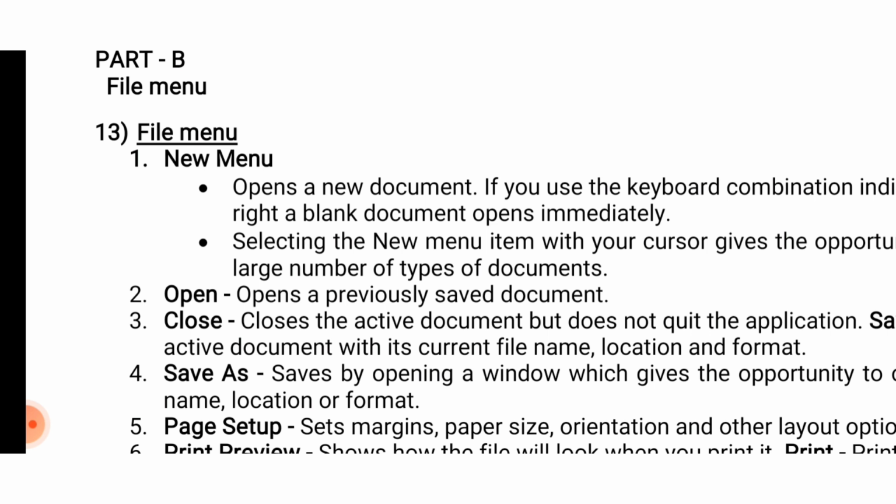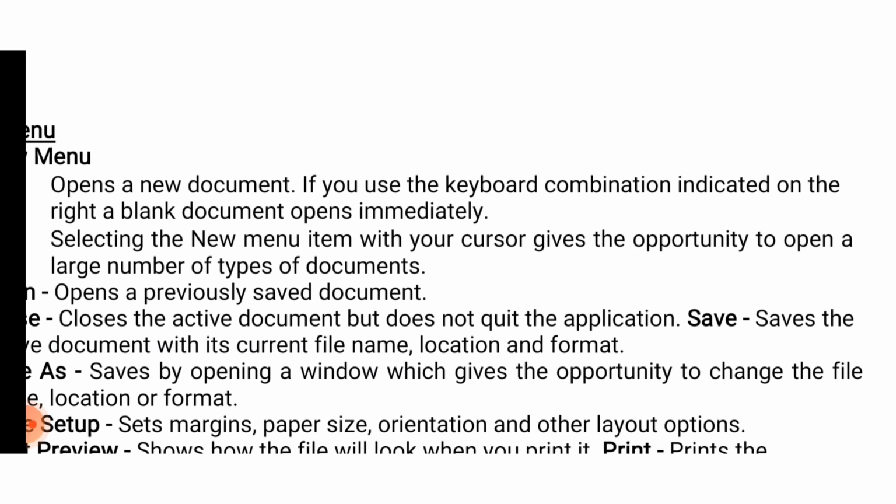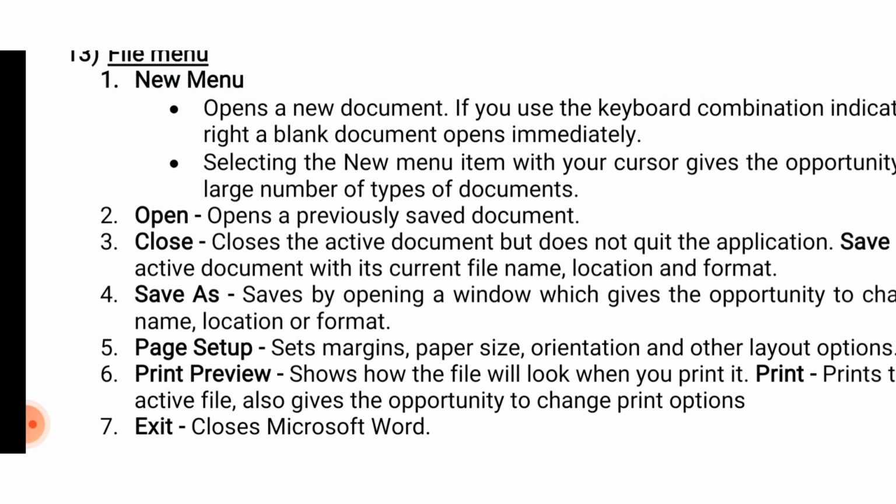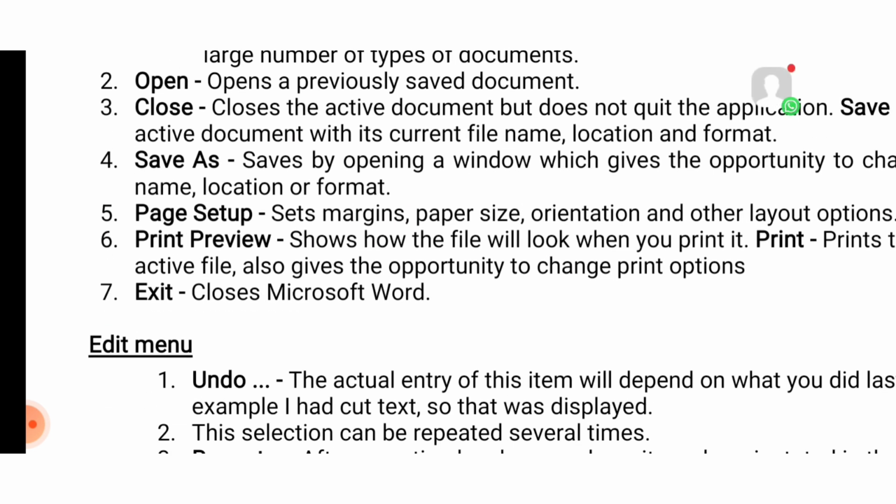Next is the save menu. It saves the document with its current file name and location. Save as. It is used to open a window which gives the opportunity to change the file name and location. Page setup is used to set the margin, paper size, orientation and other layout options. Print preview shows how the file will look when you print it. Print icon is used to print the active file, and also gives the opportunity to change the print options. Exit means we have to close the Microsoft Word document.